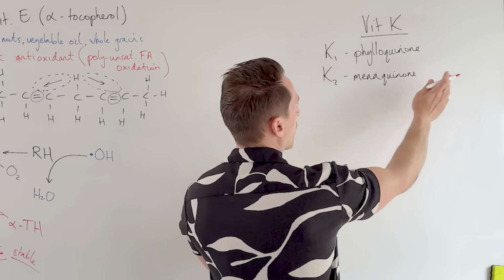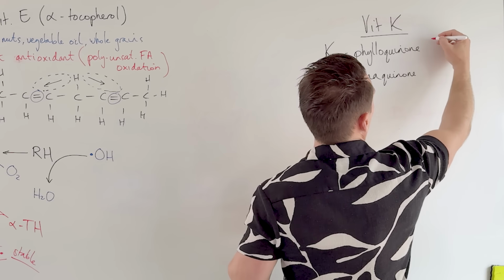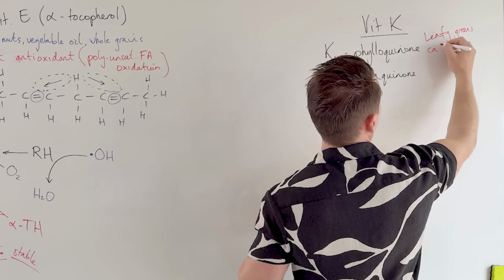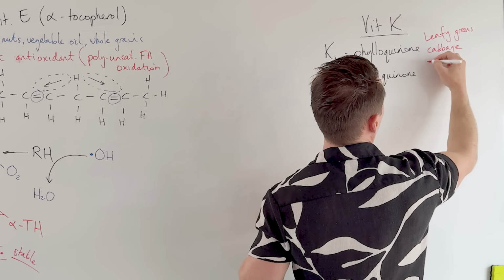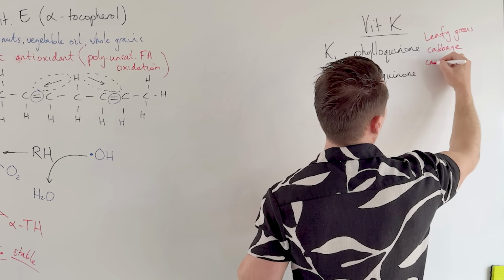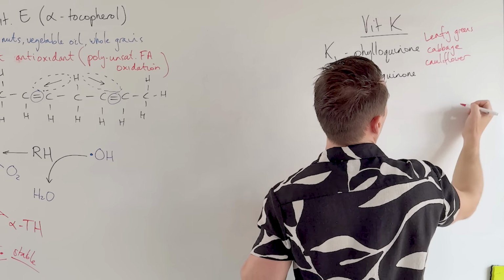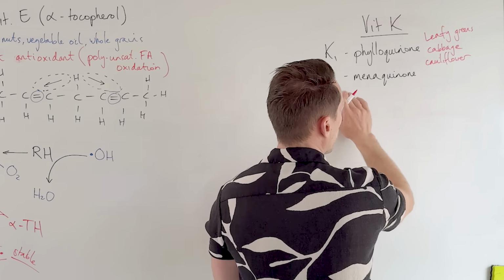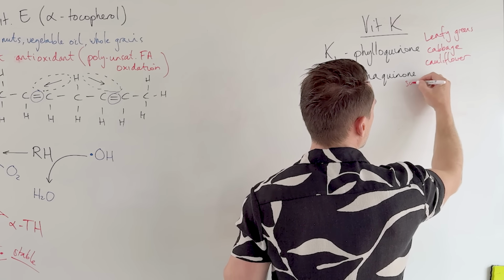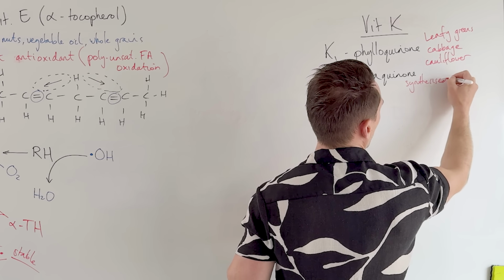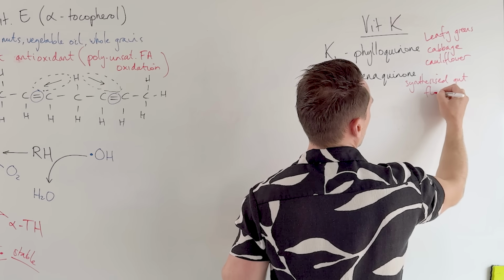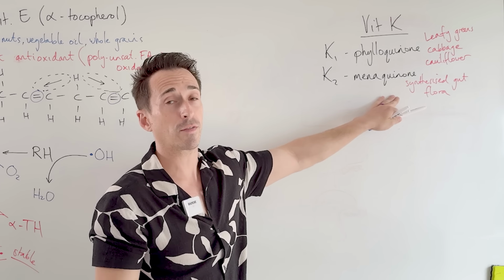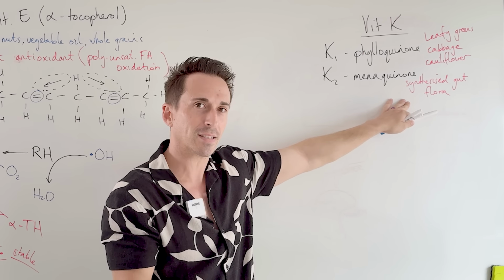Vitamin K1 we obtain from our diet, and you can get it from leafy greens. You can get it from cabbage, cauliflower. So these are some of the major contributors to where we can obtain our vitamin K1 from. Now vitamin K2 is actually synthesized by our gut flora. So we don't obtain vitamin K2 predominantly from our diet, we get it from our gut flora making it, so in our intestines.